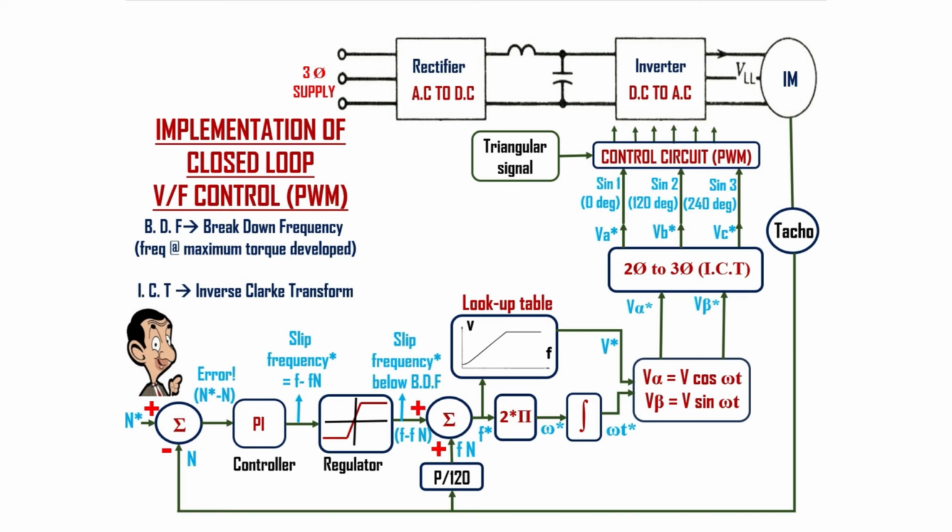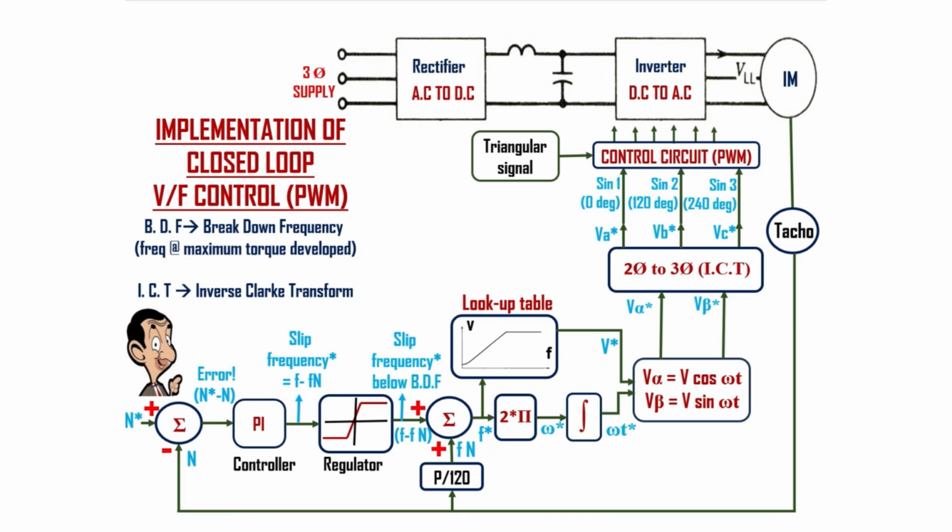Next, the desired frequency f star is converted to omega star by multiplying it with 2 pi. Then omega star is converted to omega t star by doing integration. With this desired voltage v star and omega t star, we can get 3 sinusoidal signals for the PWM control circuit. To avoid confusion, first convert that into 2 sinusoidal signals, V alpha and V beta, which have a 90-degree phase shift. Then the desired two-phase V alpha star and V beta star are converted into 3-phase VA star, VB star and VC star using inverse Clarke transformation.